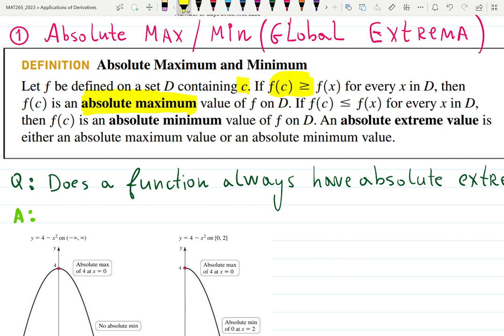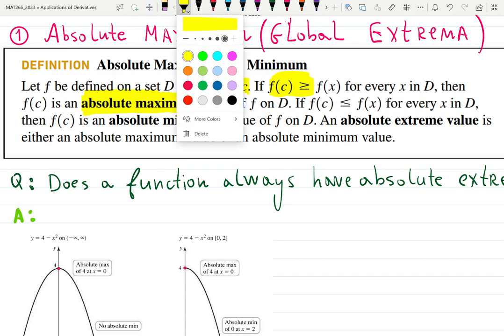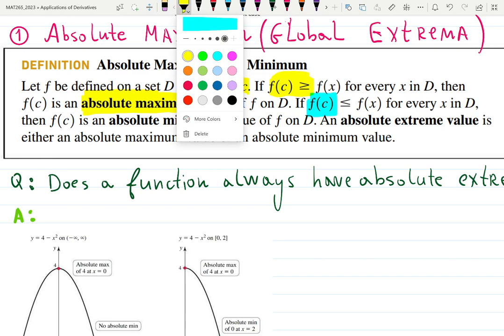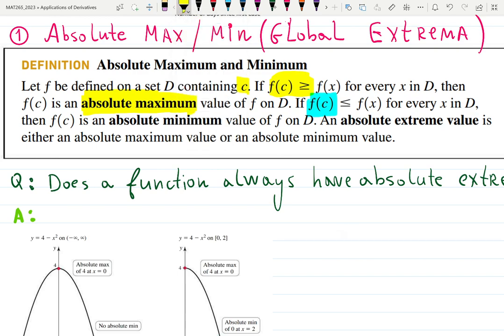Absolute maximum, global extrema, global maximum. Then, if it's the smallest one, guess what happens? It becomes absolute minimum, global minimum. So that kind of makes sense. The most important thing is to know it's everywhere. To become the biggest maximum, it has to be bigger everywhere. So the absolute extreme value is either absolute max or absolute min.